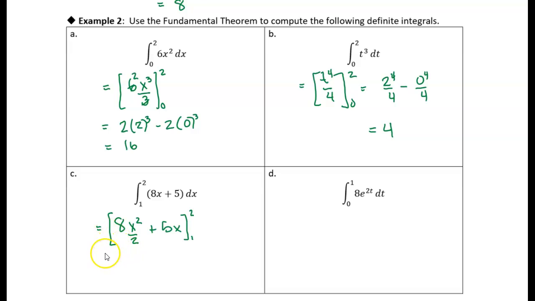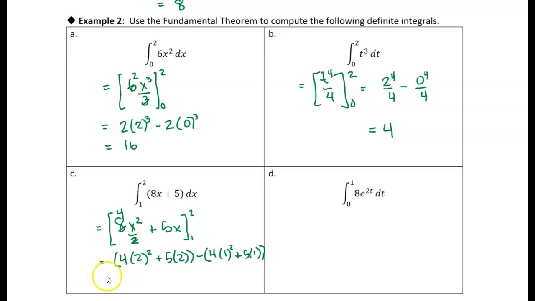All right, so let's see. I can cancel a factor of 2 here. This becomes 4x squared. So I'm going to take 4 times the upper limit of integration. I'm going to evaluate the antiderivative at the upper limit of integration first. So 4 times 2 squared plus 5 times 2. Okay, that's evaluated at the upper limit of integration. Now we're going to evaluate at the lower limit of integration. So we have 4 times 1 squared plus 5 times 1.